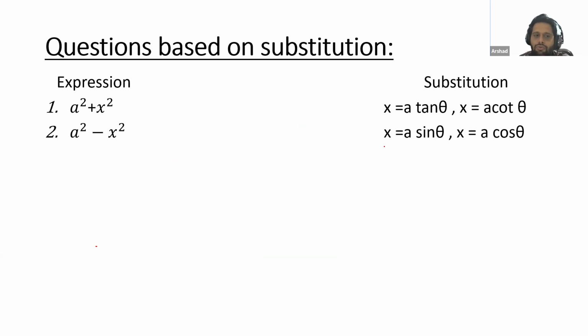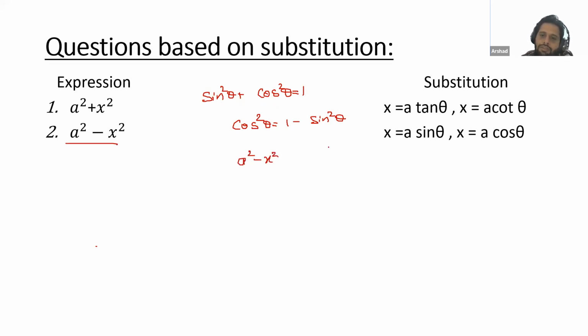Now second is a square minus x square. We have the expression sin square theta plus cos square theta is equal to 1. If you move the sine to the right side, then you get cos square theta is equal to 1 minus sine square theta. Now if you have the expression a square minus x square, then in place of x you can put the value a sine theta or a cos theta.